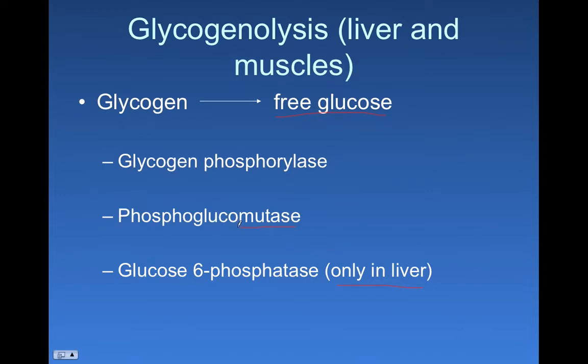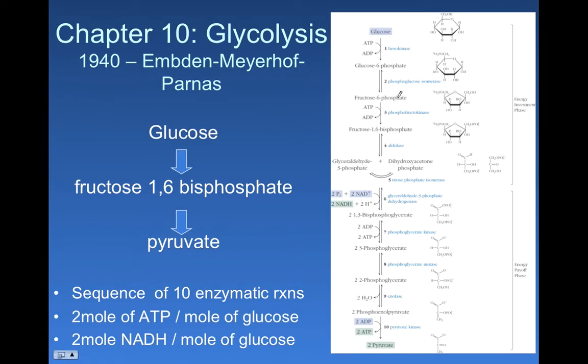Phosphoglucomutase acts upon glucose 1-phosphate and moves that phosphate group to the 6th position to give us glucose 6-phosphate. And then glucose 6-phosphatase removes the phosphate, giving us free glucose as a product that can go into glycolysis. Okay. Now, what is glycolysis?